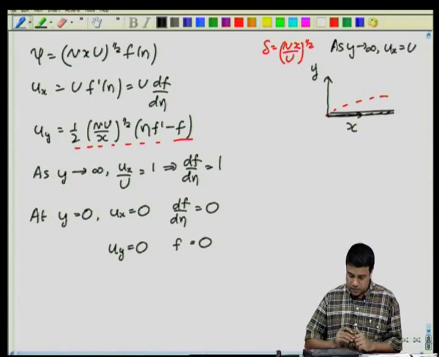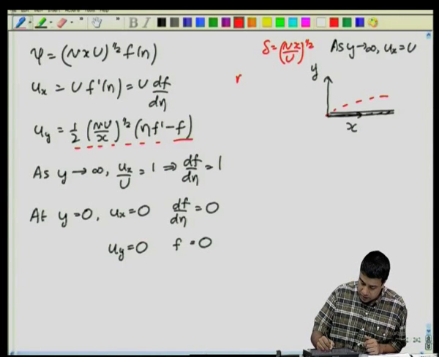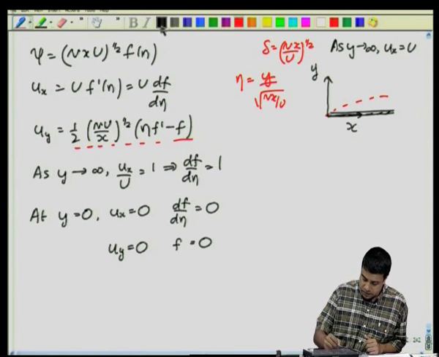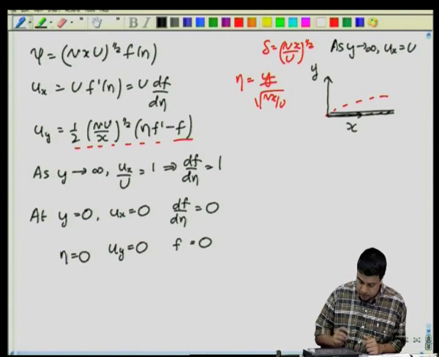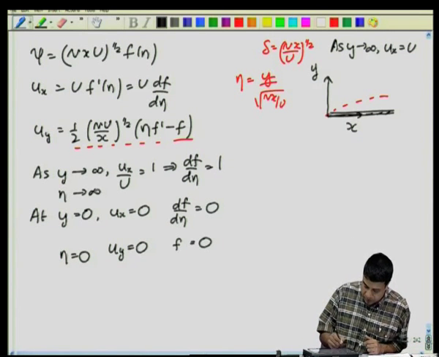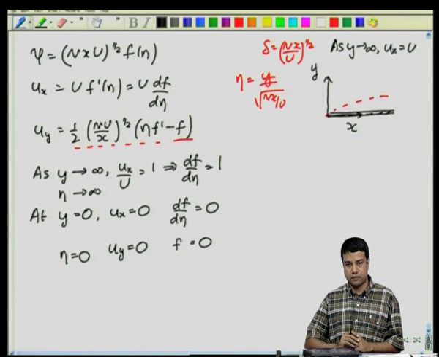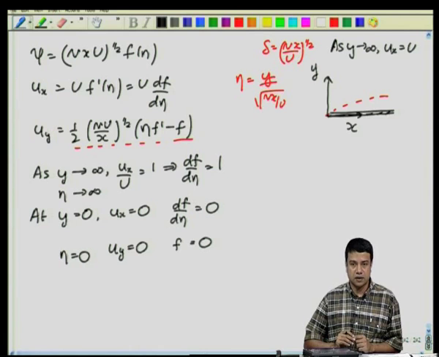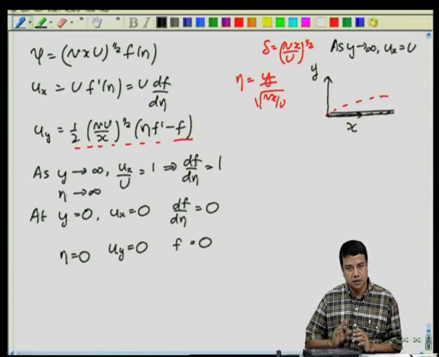Recall that eta is equal to y by root of nu x by u. So, y equal to 0 corresponds to eta equal to 0. Y going to infinity corresponds to eta going to infinity at constant x. If you recall, I also had another condition: at the edge of the plate, the fluid has not felt the flat plate yet, because I have a high Reynolds number flow where momentum is being convected across the plate.